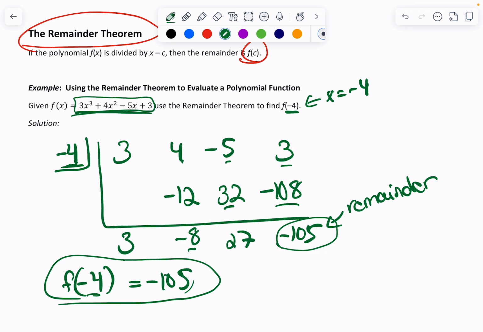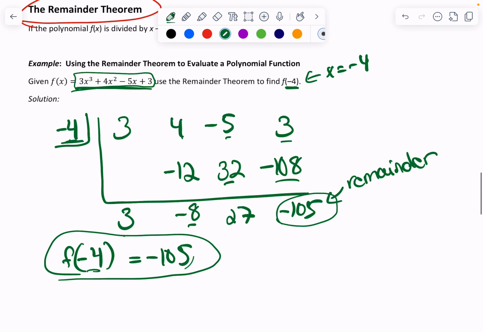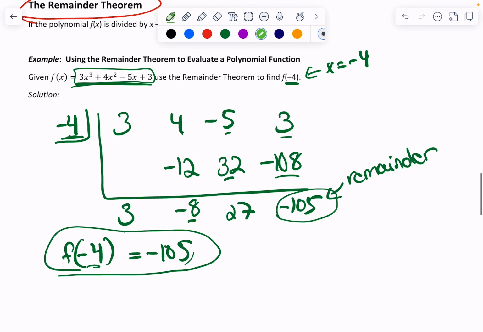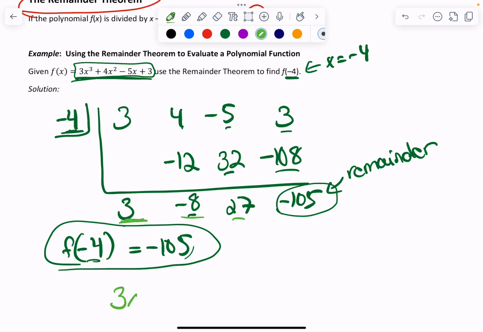And I know this is not asked here, but just to review, we would write this. The degree is going to be 1 less than what it was in the original. So it's going to be 3x squared minus 8x plus 27, and this is going to be minus 105 over, well, we have x equals -4.